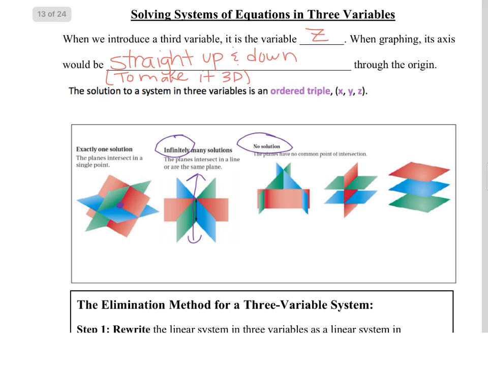We always put them in alphabetical order. There's three possibilities, so when you introduce a third dimension, two variables create what's called a plane. Imagine it like a flat, rectangular sheet of paper. So those three sheets of paper could intersect in one single point, and so then we'd have exactly one solution, or they could intersect in an entire line.